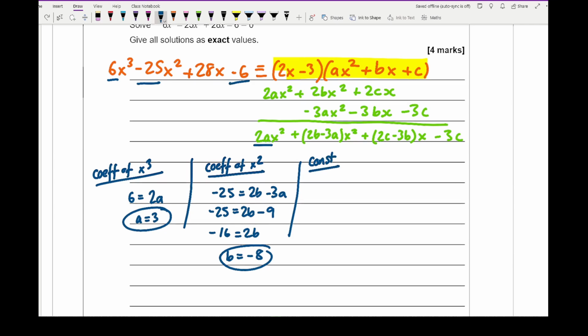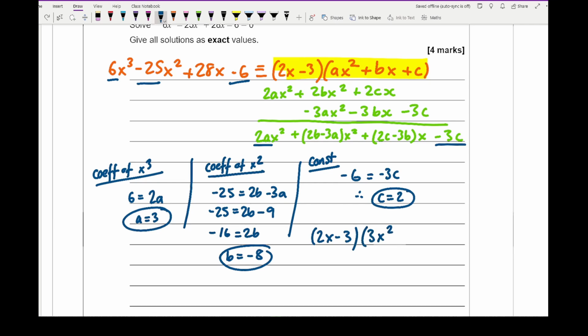Then looking at the constant, it is minus 6 on the left hand side and 3c on the right hand side, in which therefore c equals positive 2. So what we've then got is 2x minus 3, and I'm going to end up with 3x squared minus 8x plus 2.